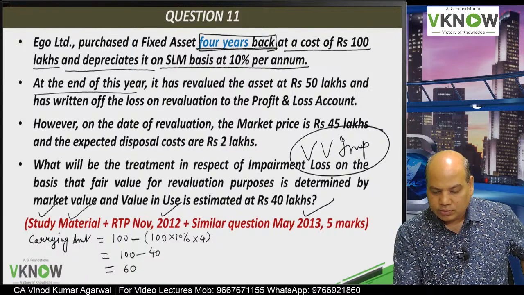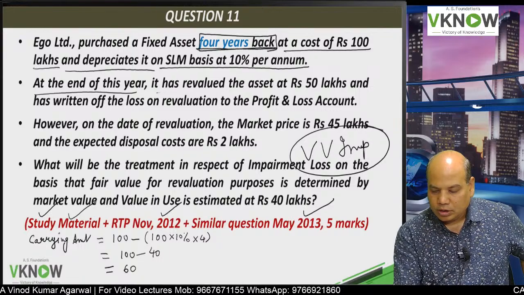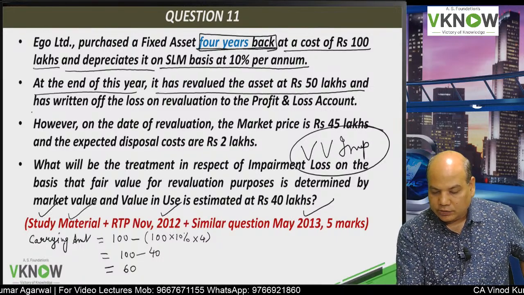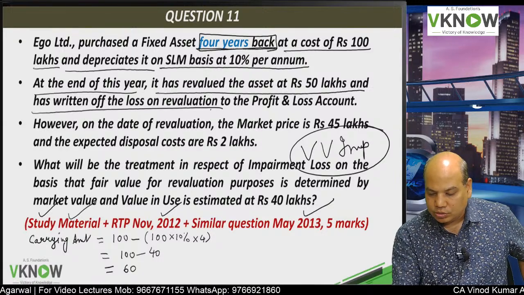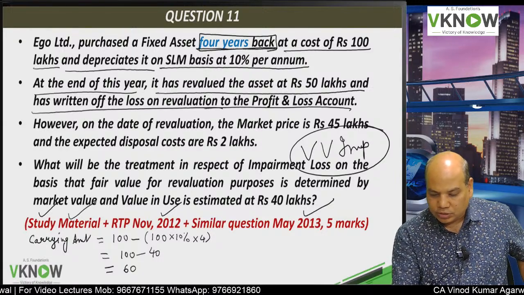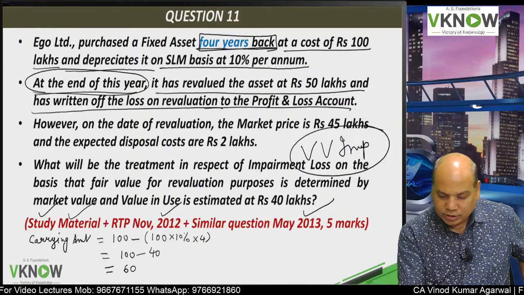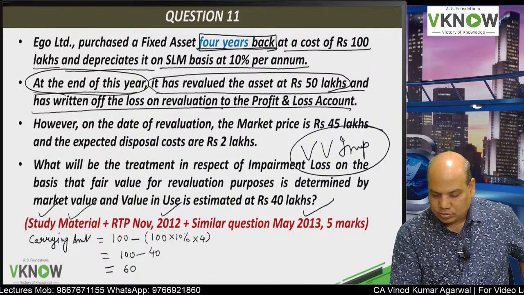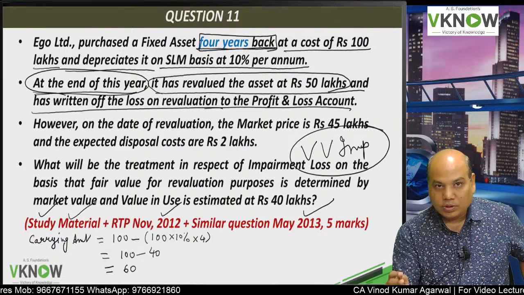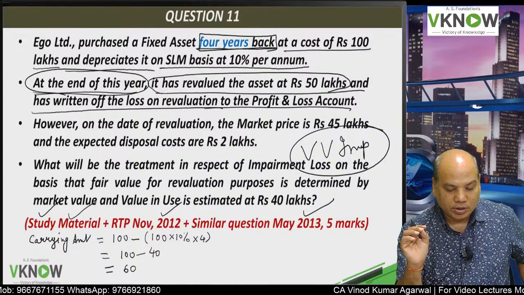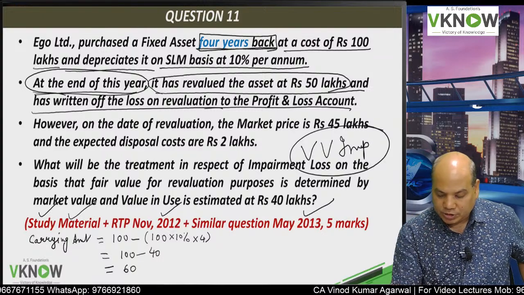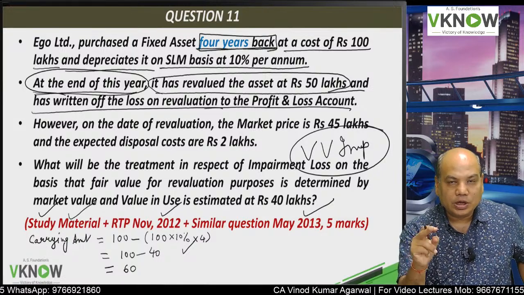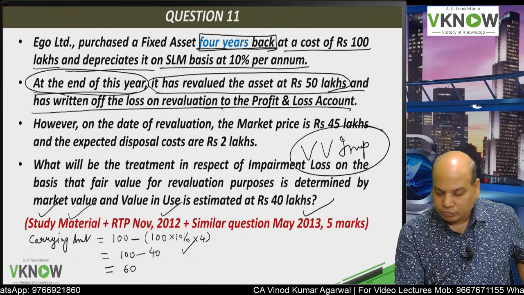At the end of the year, it has revalued the asset at 50 lakh and has written off the loss on revaluation to profit and loss account. At the end of the year, it has revalued the asset to 50 lakh. Oh my God. So as I said, if you remember, first I need to provide depreciation, which they have done. Then you need to apply revaluation if you are following revaluation model.